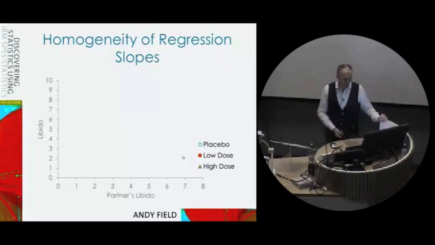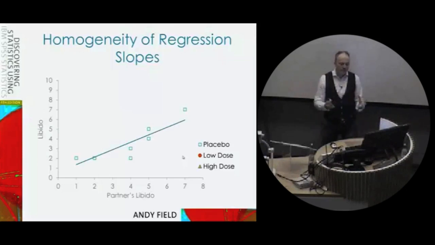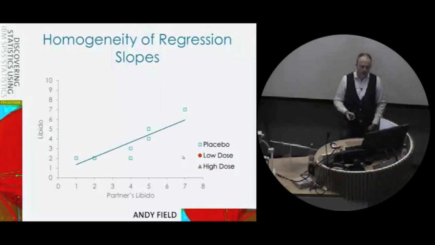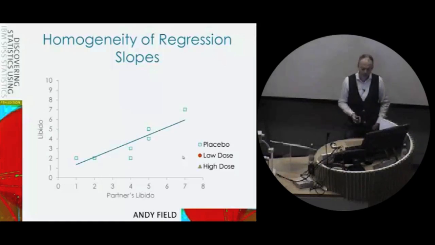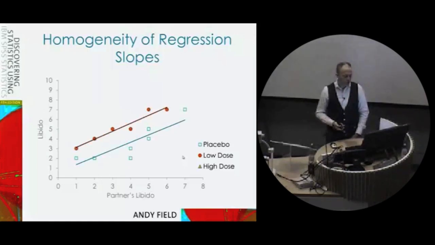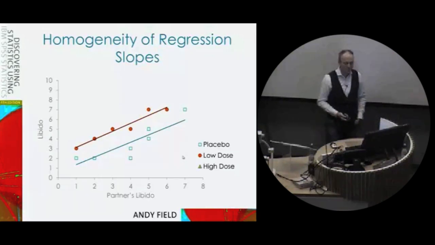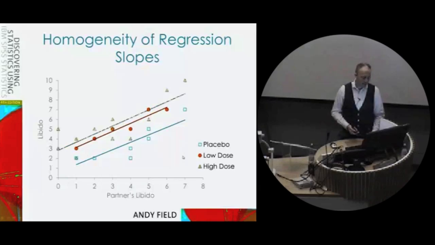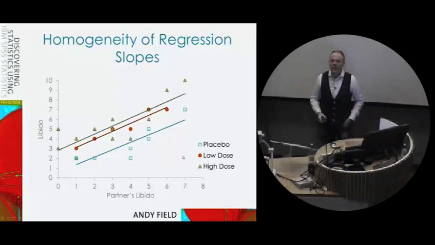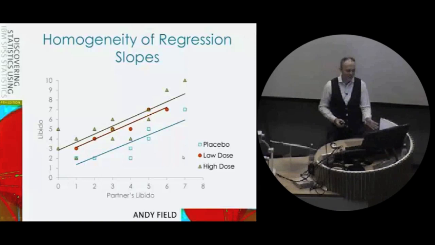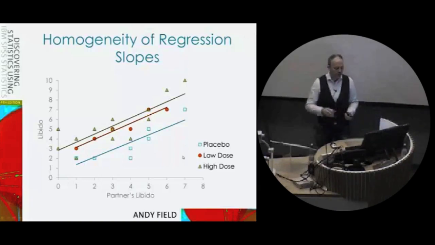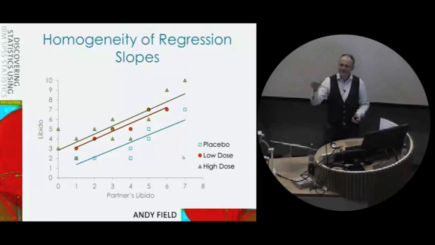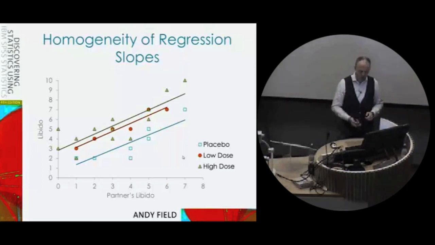For example, if we looked at only our placebo group, we might find there's a positive relationship between partner libido and participant libido. In our low-dose group, if we looked at them on their own, we might also find a positive relationship between those two variables. And maybe in our high-dose group, there is too. This is what we want to see. This is an example of homogeneity of regression slopes. The relationship between the covariate and the outcome is basically similar across the three groups.